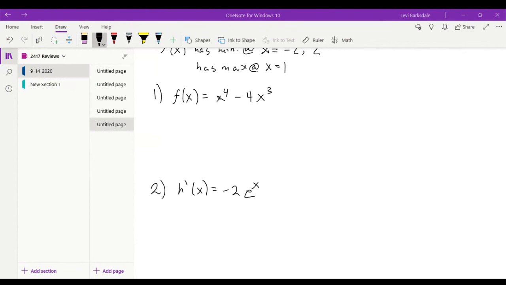I think that 1 is a maximum at x equals 3. I think it's a maximum, huh? Can you double check that it's a maximum?